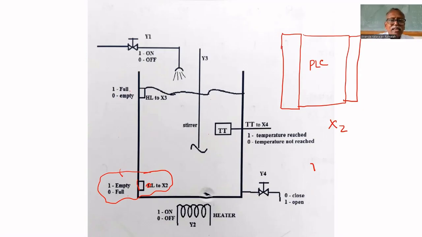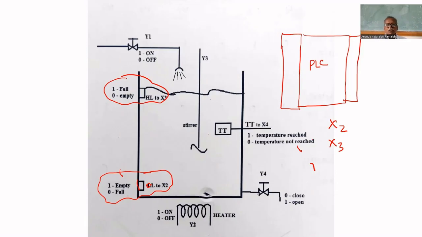Another input is there. If the tank is full, this proximity switch will give 1. If the tank is full, X3 will be 1. So instead of a push button, we are using a sensor, a proximity switch, to sense the process variable. If the tank is not full, it will give 0.